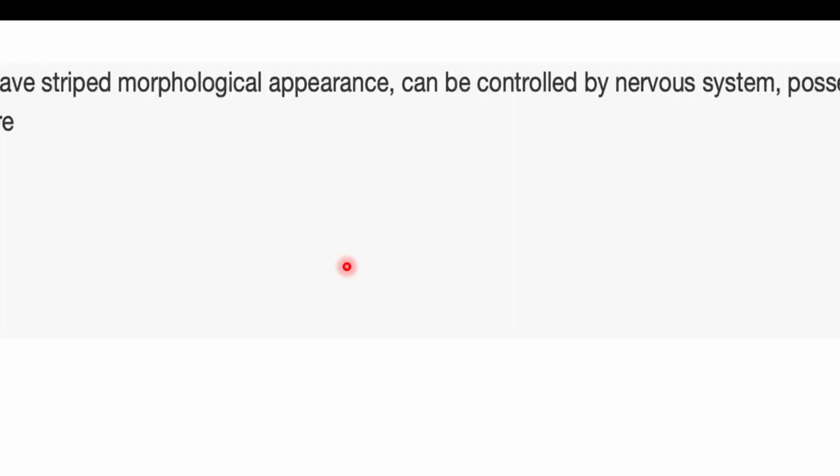The muscles which have striped morphological appearance, can be controlled by nervous system, possess short twitch of contractions, are present all over the body, are option A, skeletal muscles. Striped morphological appearance, striated muscles can be controlled by the nervous system, yes, and also possess short twitch of contractions and are present in most organ parts of the body.